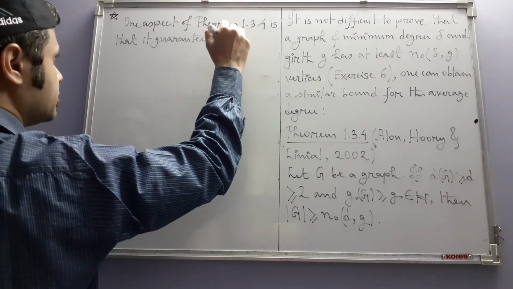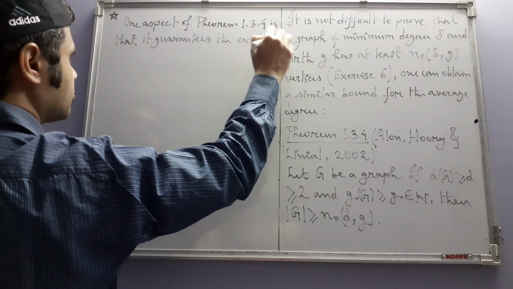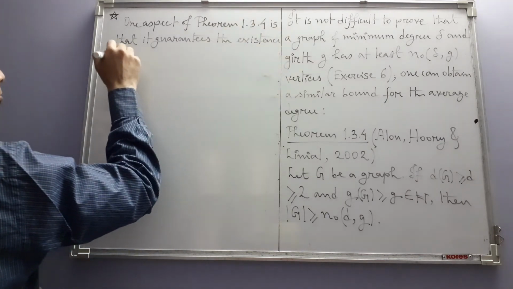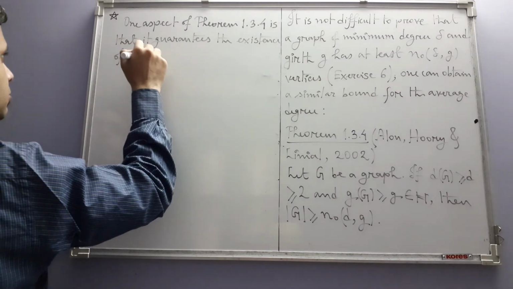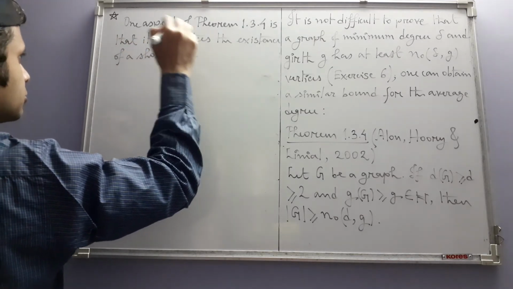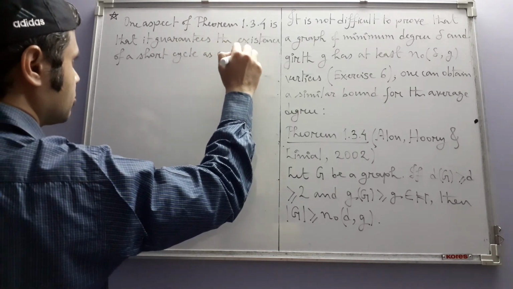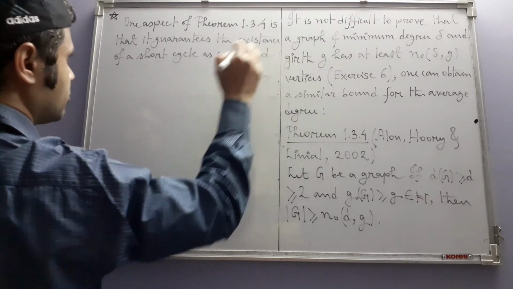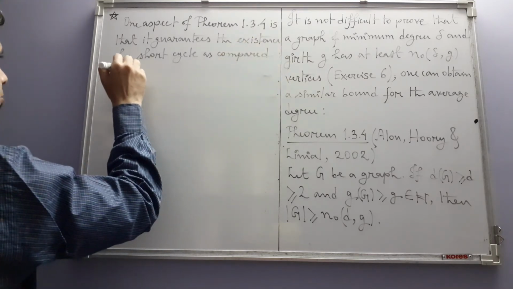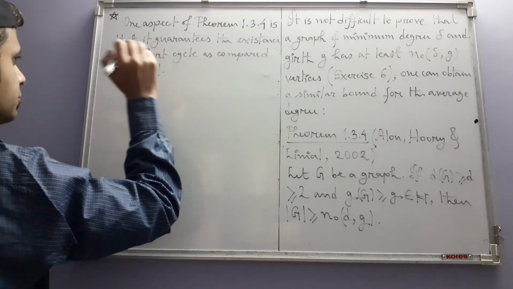It guarantees the existence of a short cycle as compared with the order of G.